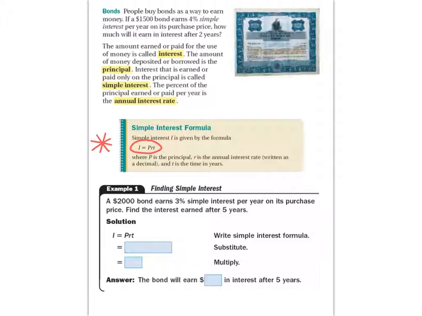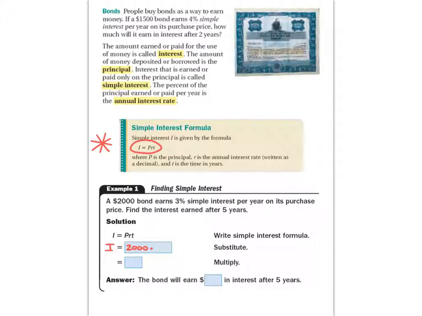So example 1 says a $2,000 bond, that's a type of investment, earns 3% simple interest per year on its purchase price. Find the interest earned after 5 years. So I'm trying to calculate the interest. I'm going to multiply the principal, that's what I start with, so in this case that's 2,000.